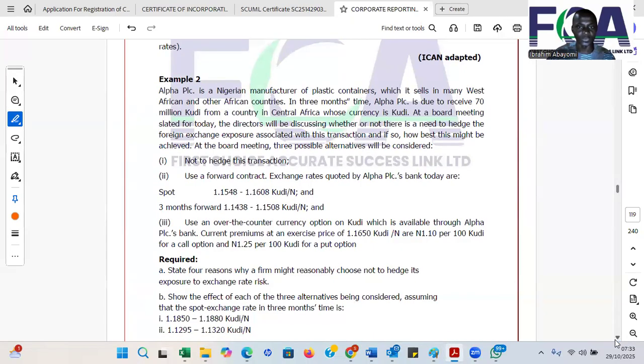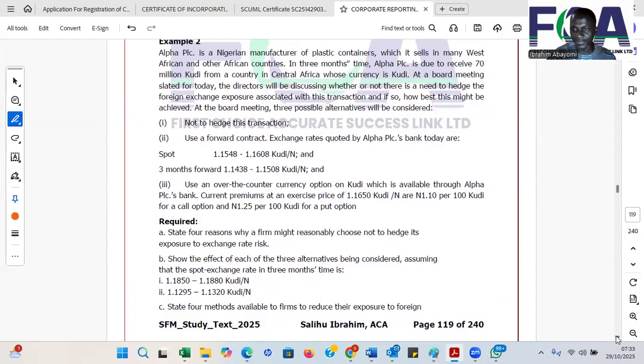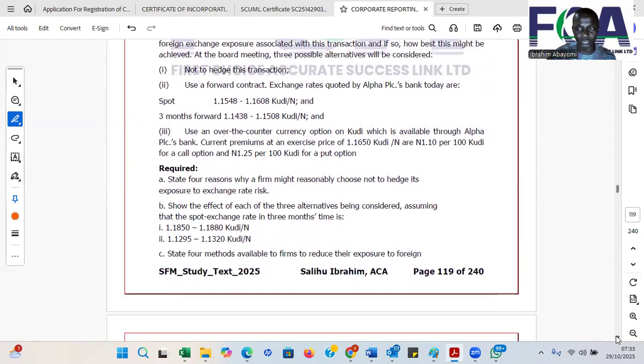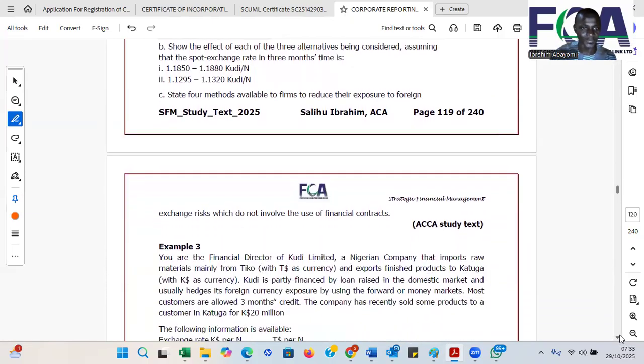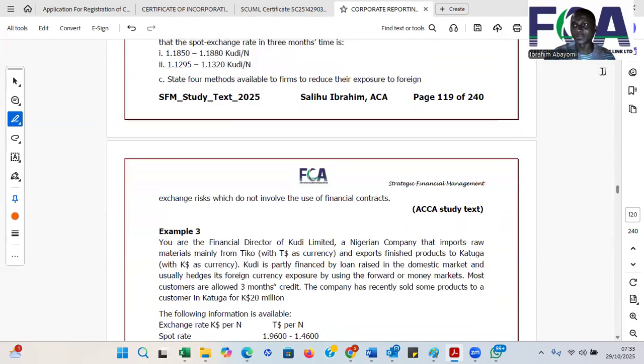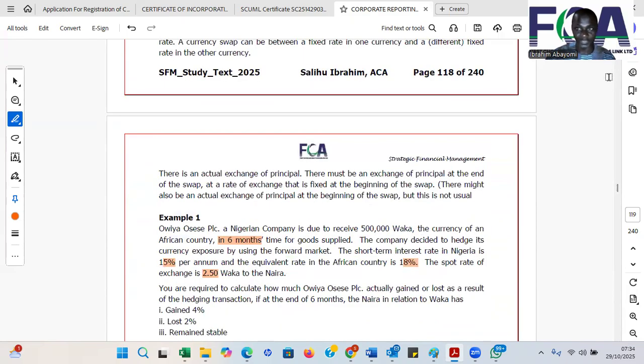Use an over the counter currency option. This is for contract exchange rate, not to hedge. So let's take other techniques together because the questions are actually encompassing. We just take some questions randomly. You can see that all these questions we are solving here are ICAN questions. So we solve the ICAN questions and we see how questions are being asked there.